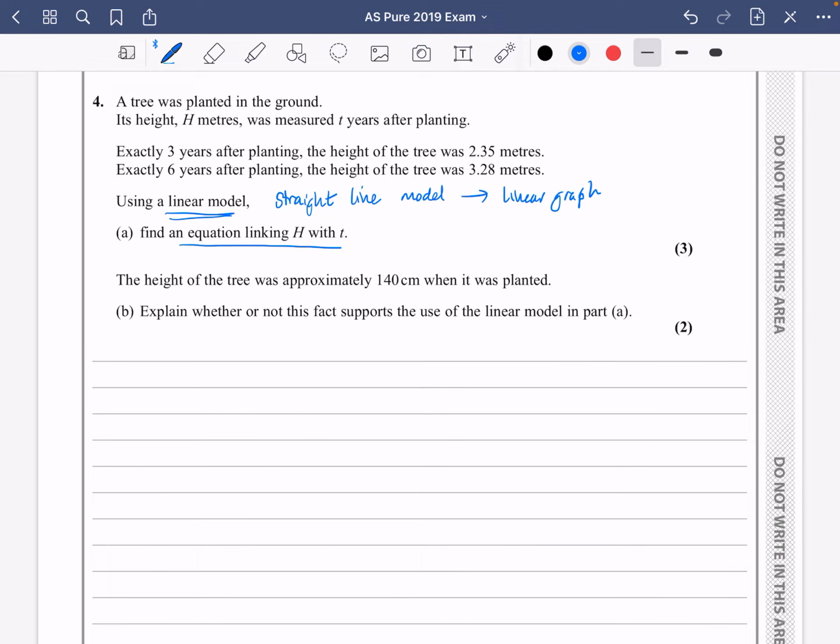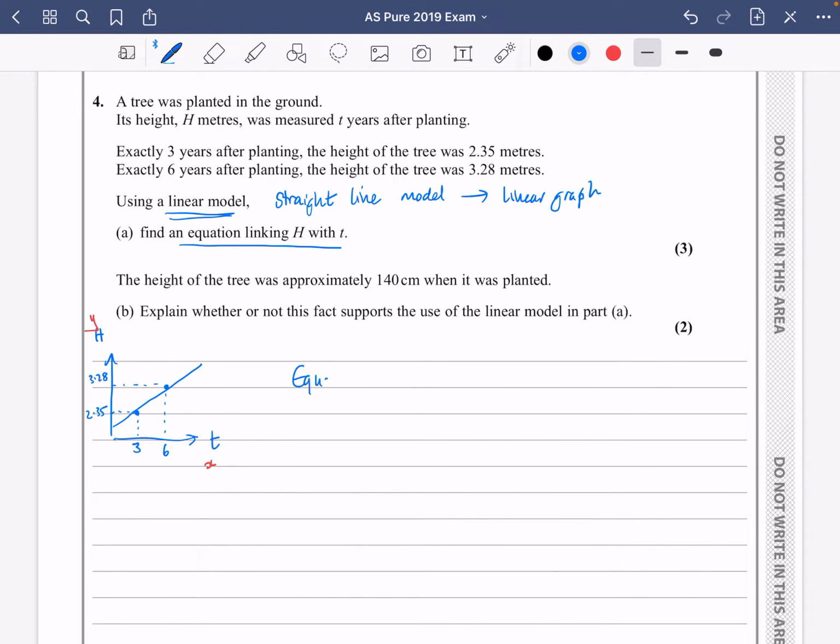Now, if I was going to imagine this as a graph, I would plot along the bottom the time, and up the side I would plot the height. And it's told me that 3 years after planting, the height was 2.35, and 6 years after planting, the height was 3.28. We want to find a linear model, an equation that links h with t. In other words, we're going to try and find an equation of a line through these 2 points. Now, normally we would say that it's x along the bottom and y along the side, so that might be helpful for us later on.